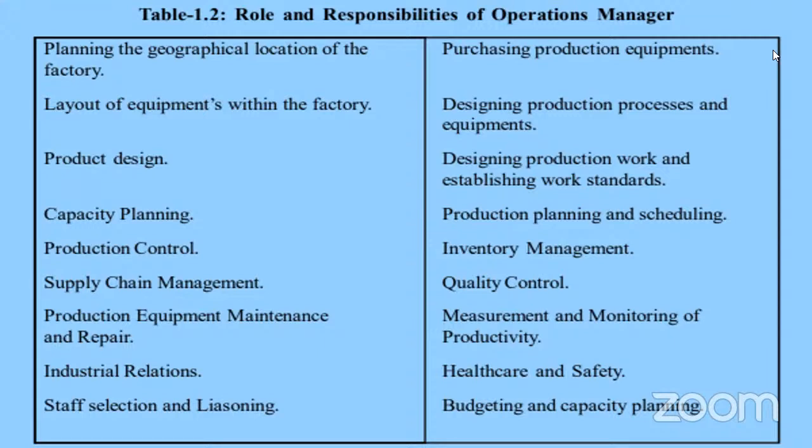located. So that planning should be done by the operation management because they should see the environment, they should see the work culture, they have to see how it will be congenial for undergoing these factory activities. So the layout of equipment within the factory is also decided, guided and suggested by this operation manager only.